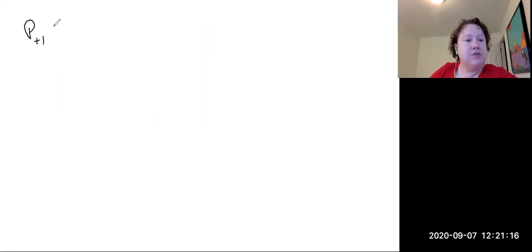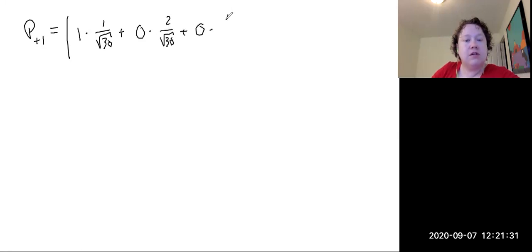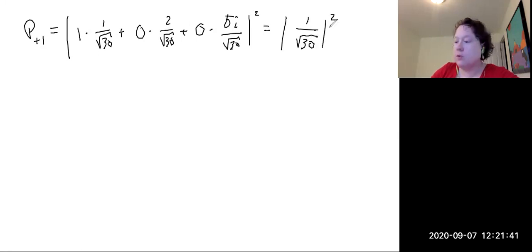The probability of measuring +h bar is going to be then this 1 times 1 over the square root of 30 plus 0 times 2 over the square root of 30 plus 0 times 5i over the square root of 30, quantity squared, or just 1 over the square root of 30 squared, which becomes nice. This is just equal to 1 over 30, which is about 3.3%.